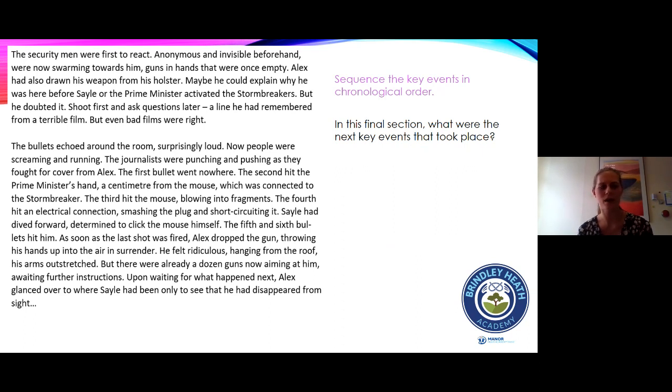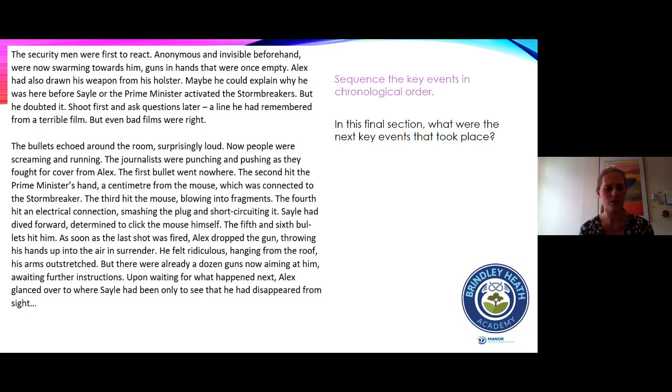The bullets echoed around the room, surprisingly loud. Now people were screaming and running. The journalists were punching and pushing as they fought for cover from Alex. The first bullet went nowhere. The second hit the Prime Minister's hand, a centimetre from the mouse, which was connected to the Stormbreaker. The third hit the mouse, blowing it into fragments. The fourth hit an electrical connection, smashing the plug and short-circuiting it.